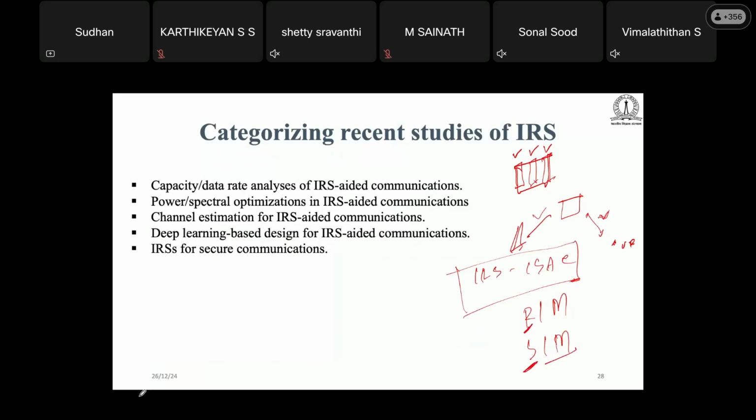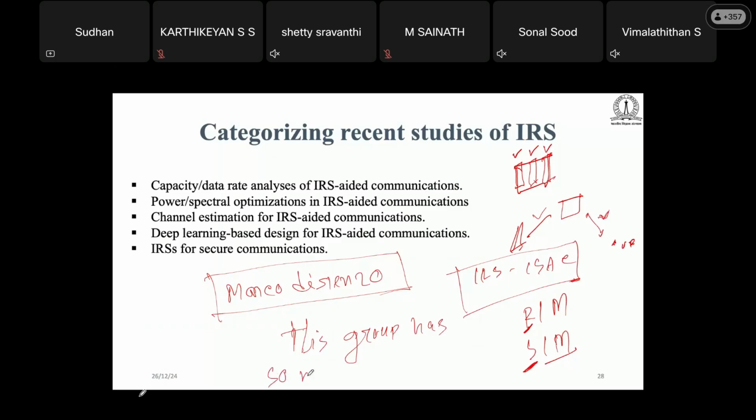Those are the stacked intelligent metasurfaces. Then the other one is RIM. You can see that one author is called Marco Di Renzo. His group has so many new IRS. Yeah, I think that's all.